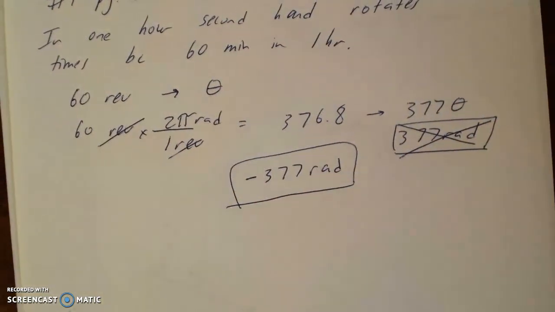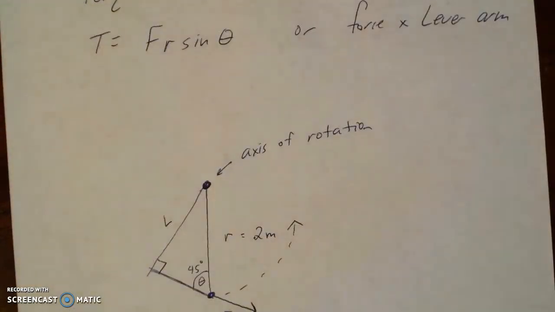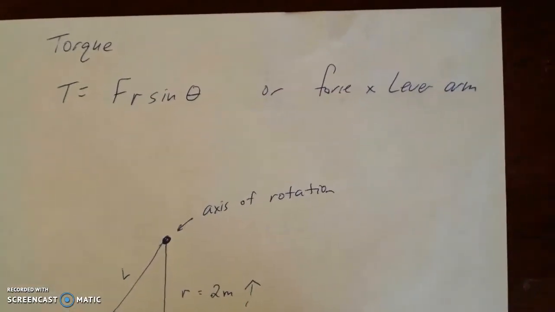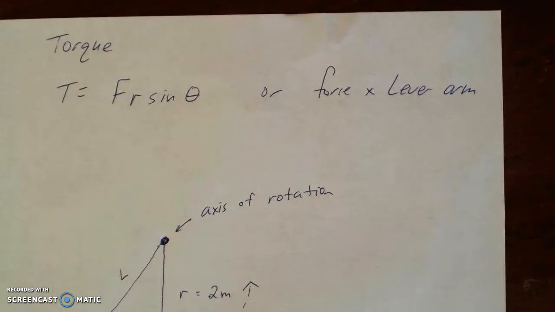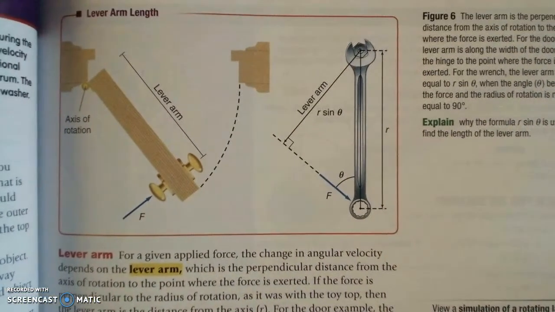Okay, so let's take a look at one involving torque, but I guess first I have to explain a bit about what torque is. So for torque, what we're doing here is we are applying a force to an object that's able to rotate around something called an axis of rotation. So let me show you this image from our textbook right here.